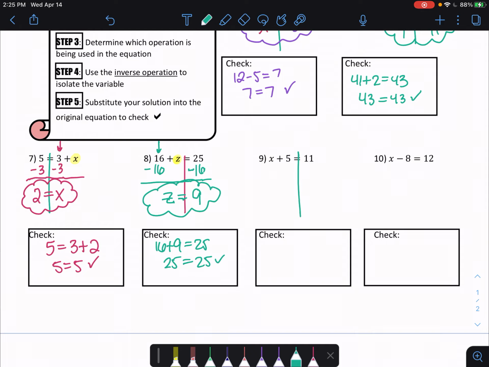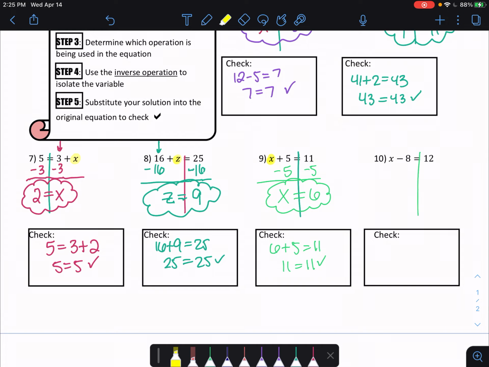For number 9, I have x plus 5 is equal to 11. So I'm going to draw a line down my equal sign. I'm going to highlight my variable. And then I'm undoing plus 5. Well, to undo plus 5, I'm going to subtract 5. So x is equal to 6. And when I check my solution, 6 plus 5 equals 11. 11 absolutely equals 11.